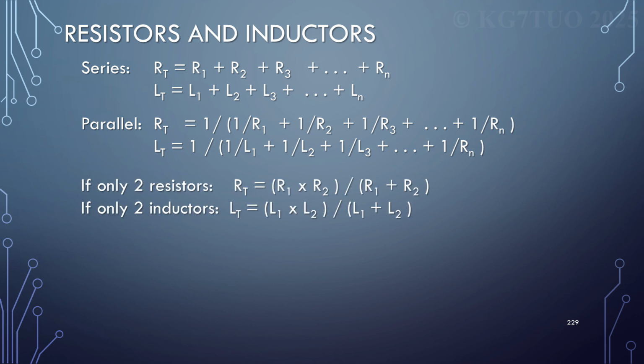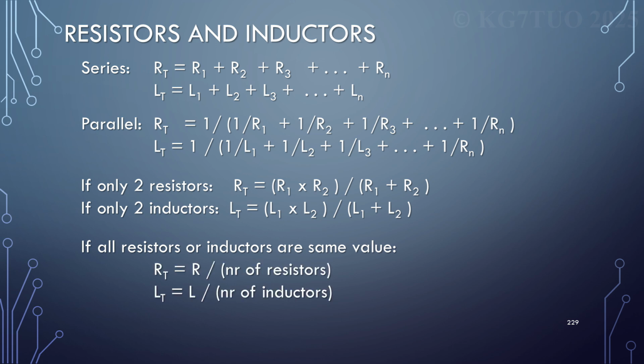Okay. So if there are only 2 resistors in parallel, RT equals R1 times R2 in parentheses, divided by, in parentheses, R1 plus R2. And if it's only 2 inductors, it's the same with L. And if all resistors or inductors are the same value, our total is R divided by the number of resistors. So if we've got 3 100 ohm resistors, our total is the resistance divided by the number of resistors: 100 divided by 3 is about 33.